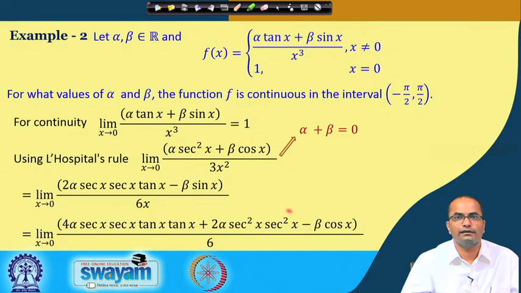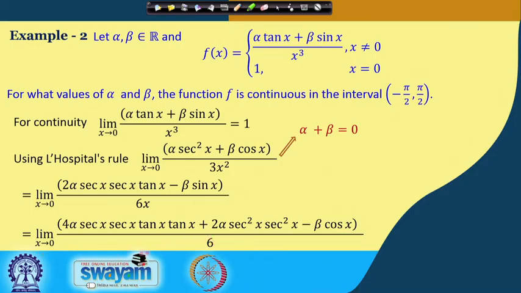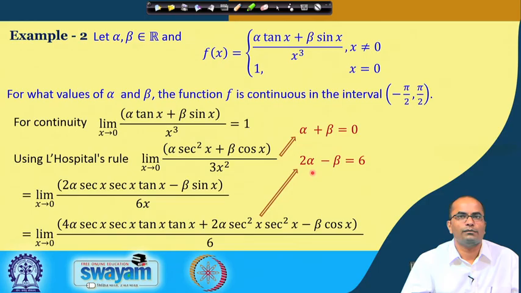So, now if we check again what is the value here. This sec x tan x will be 0. So, this expression will become 0, and then here when x goes to 0, this is like 2 alpha and then minus beta. So, in the numerator we are getting 2 alpha minus beta, divided by 6, and the limit x goes to 0. So, 2 alpha minus beta by 6. So, to have this value as 1, we need to set that 2 alpha minus beta is equal to 6. So, the other condition we got is that 2 alpha minus beta is equal to 6.